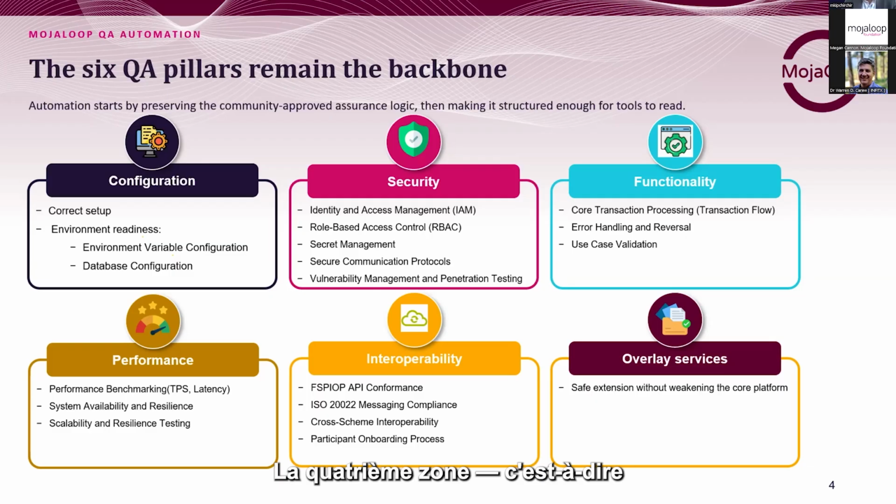The third area that we look at is the functionality. The focus here is to validate that the core Mojaloop transaction flows are working correctly. So our focus is on quote requests, transfers, settlements, error handling, transaction reversals, and whether that is done completely and the system is behaving as it should, and any other use cases that we have defined in Mojaloop, that those transaction flows appear correctly and there are no errors. So that is the third area.